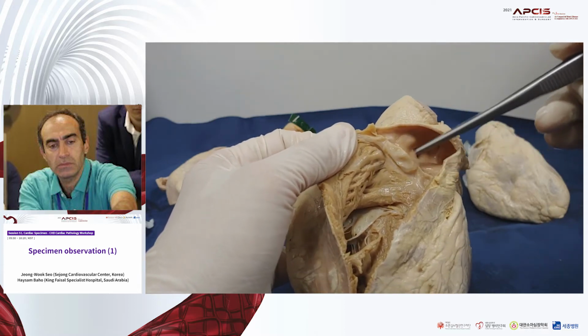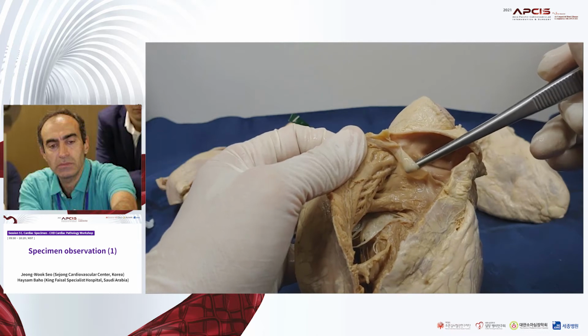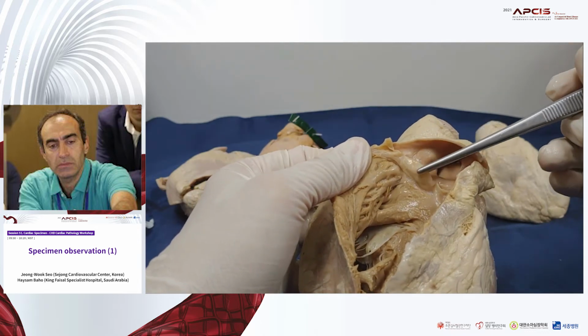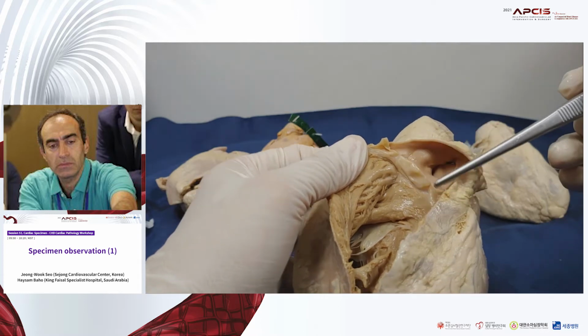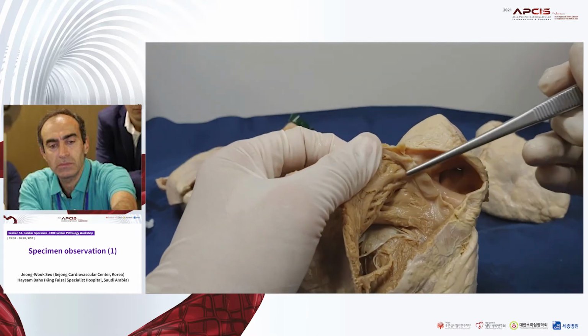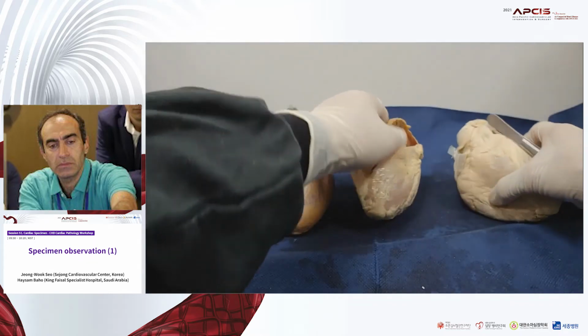And above the leaflet, there's the sinus of each leaflet. And in the center of the leaflet, we see the nodule that is halfway in between each semilunar space. So that's the pulmonary valve.